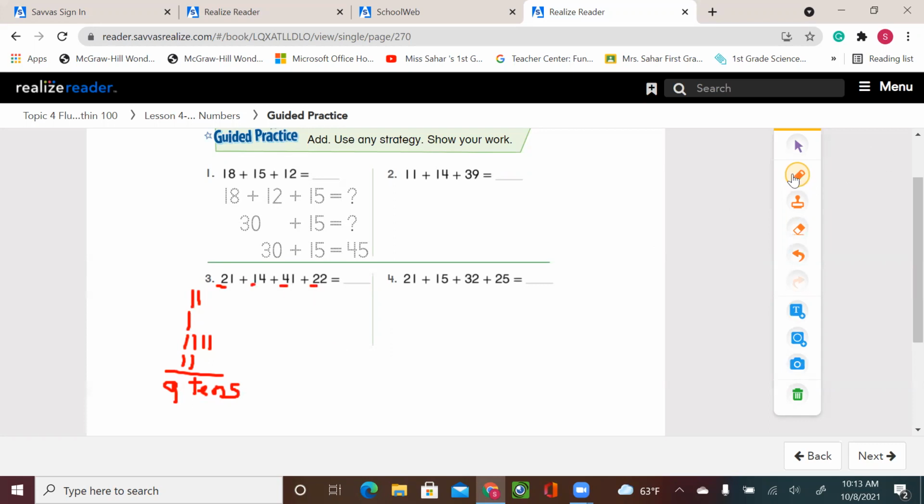Okay, let's take a different color and add the ones. So I have 1 and I have 4. So 1 plus 4, 5. 5 plus 1, 6. 6 plus 2, 8. So I have 8 ones.